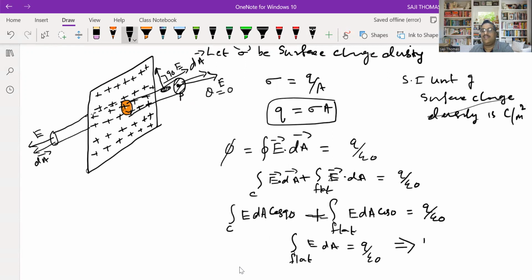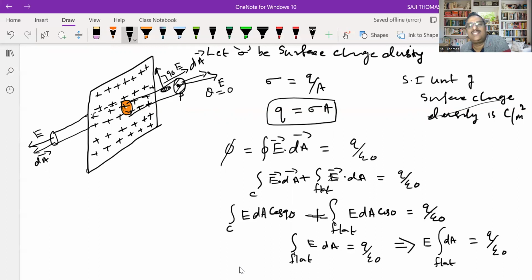Now the electric field is constant at the point P, so E times the integral of dA over the flat surface equals q by epsilon 0. See, what is this integral of dA? dA is a small area at the center of that cylinder, the cross-sectional area A. When you take the integral, it means the total surface area of the sheet.